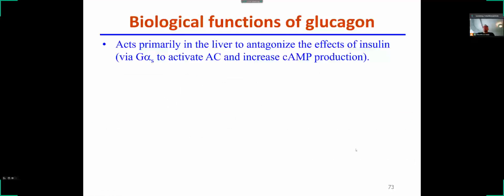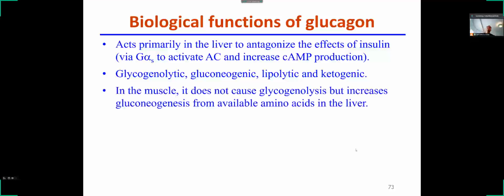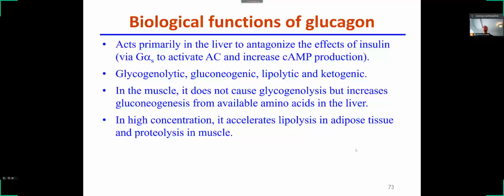What does glucagon do? It acts primarily in the liver to antagonize the effect of insulin. It's also a G protein coupled receptor and does this via GS. It leads to glycogenolytic, gluconeogenic, lipolytic, and ketogenic activity. In the muscle, interestingly, it does not cause glycogenolysis, but increases gluconeogenesis from available amino acids in the liver. And in very high concentration, it accelerates lipolysis in adipose tissue and proteolysis in muscle.